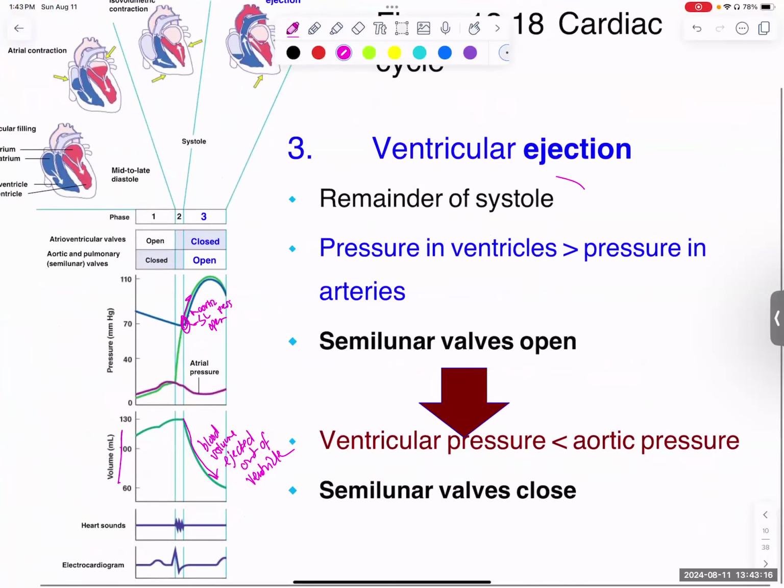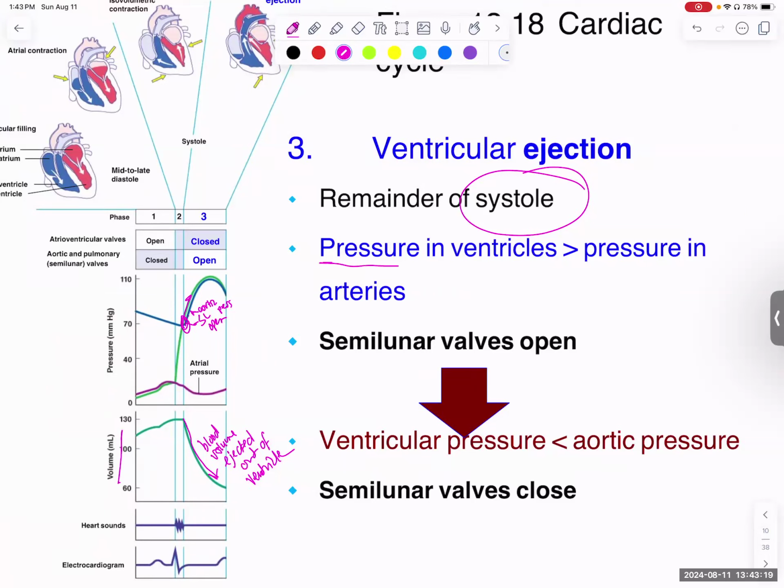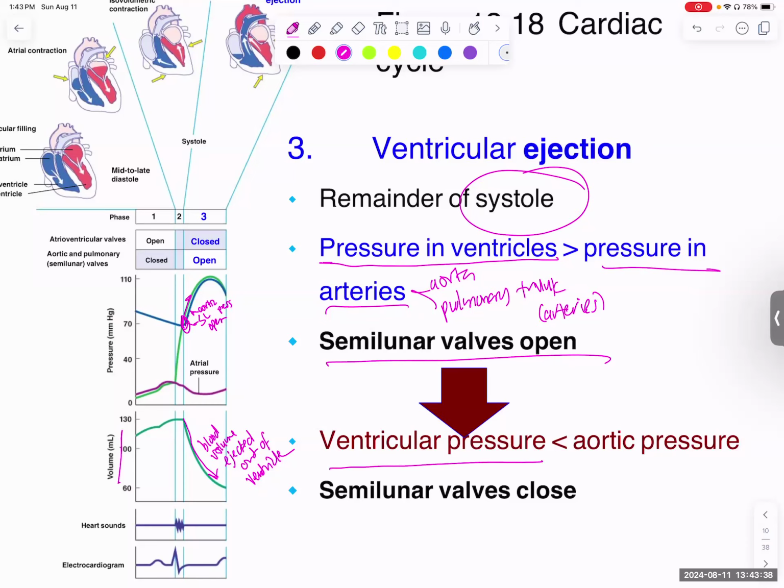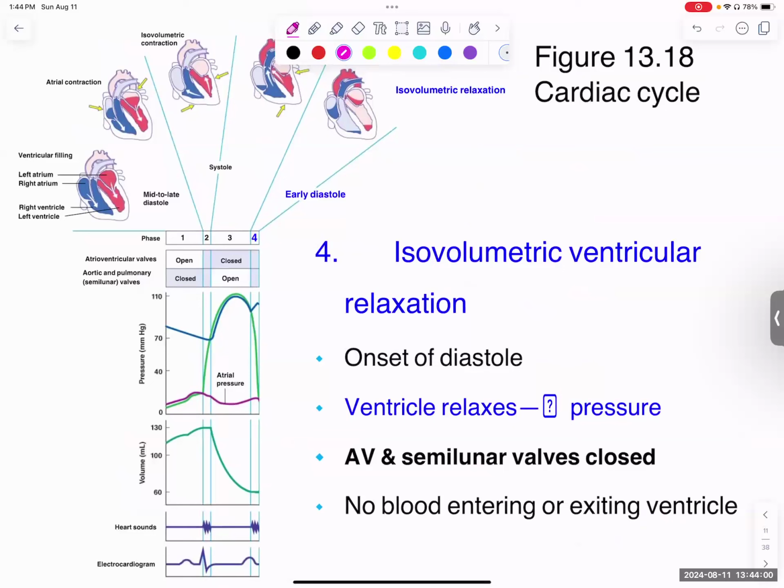So ventricular ejection, this is ventricular systole. Ventricular pressure is greater than the pressure in the arteries being aorta and the pulmonary trunk, followed by branching of the pulmonary arteries. Semilunar valves are open. As long as ventricular pressure is greater than aortic pressure, semilunar valves are open. But when ventricular pressure drops below aortic pressure, then semilunar valves close. So we're going to see the semilunar valves close, and that starts the period of isovolumetric ventricular relaxation or diastole. It's the onset of diastole.